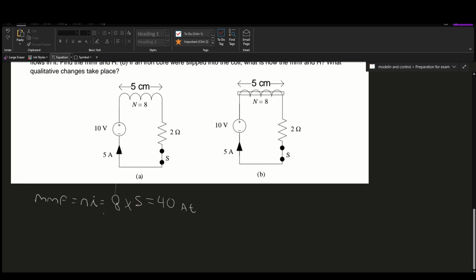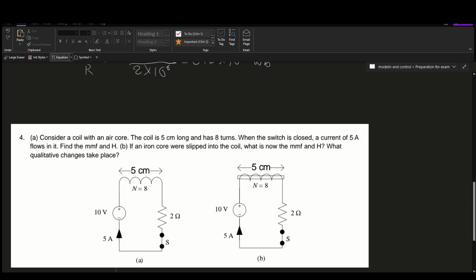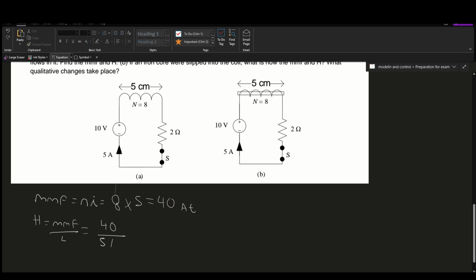And they want us to find the field intensity too. So as we talked before, this is MMF over the mean length path. In this case, MMF is already calculated, 40, over the mean length path that is given, that is 5 centimeters long. So 5 times 10 to the minus 2 because we have to give it in meters. Because as we talked before, the field intensity is given in ampere turns over meter.